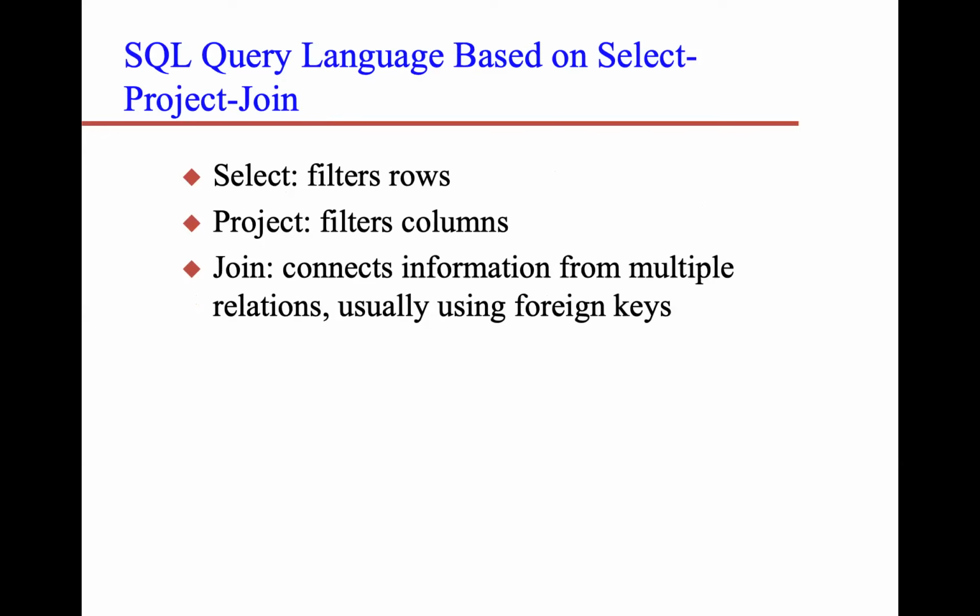So here's the essence of the query language in SQL when you are trying to retrieve information. It's called select, project, join. So select filters rows based on some predicate. Project filters out columns, so you can specify you want some set of columns from a relation. And join connects information from multiple relations using foreign keys. This is your essential way of doing things.